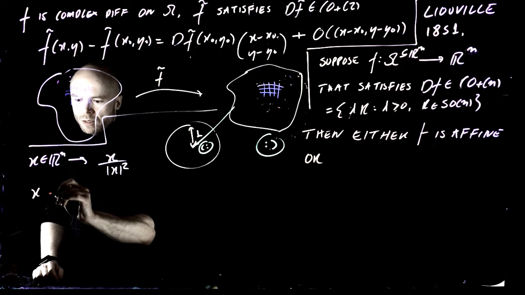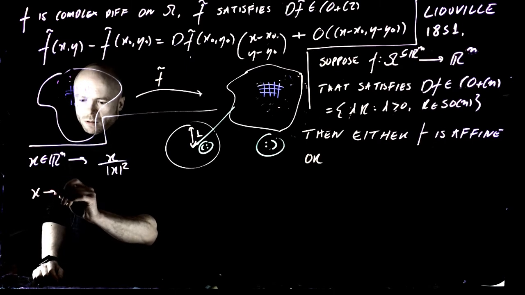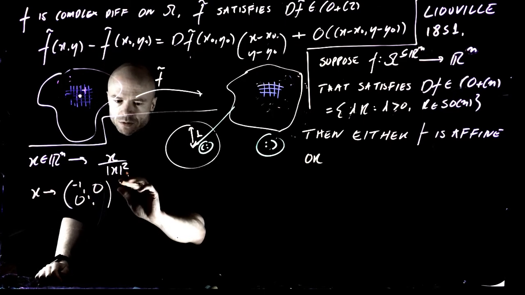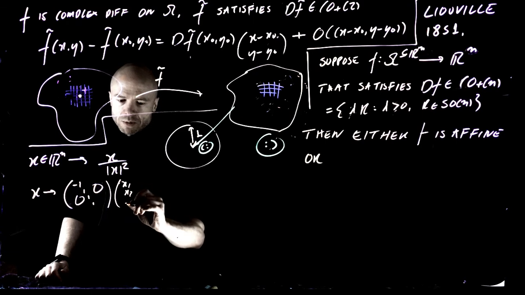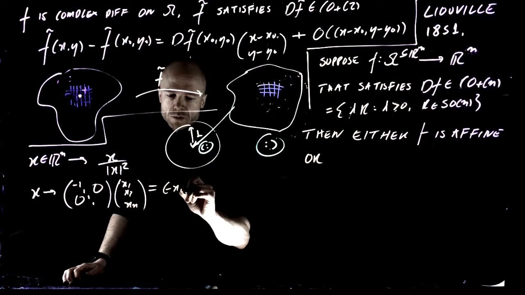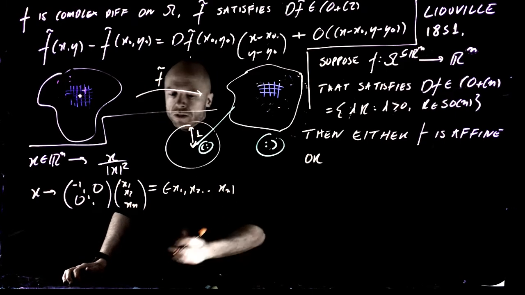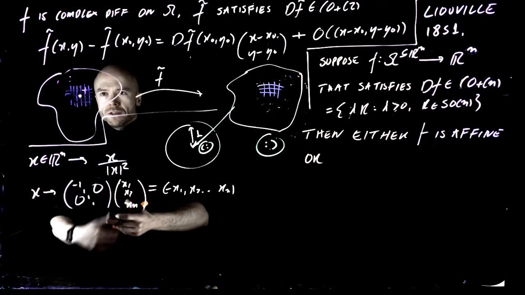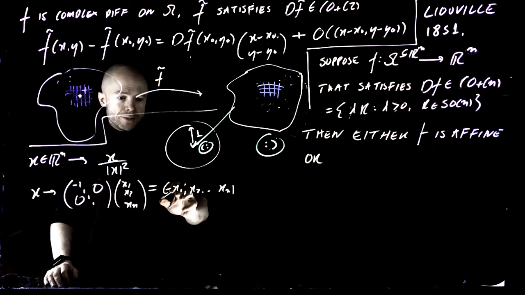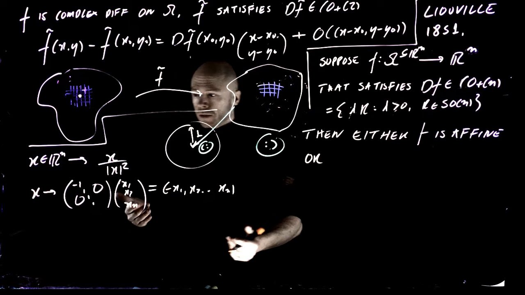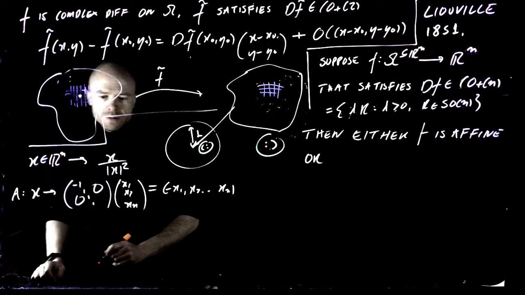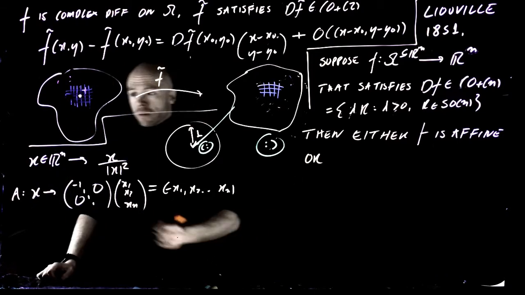So if we take the mapping x goes to, say, the matrix with -1, 1, 1, 1 on the diagonal and all the other entries zeros, times x1, x2, up to xn, that's just going to send us to -x1, x2, and so on up to xn. This is just reflecting through the first coordinate, an ordinary reflection through the plane defined by x1. So let's call this mapping A, and let's call this mapping M.